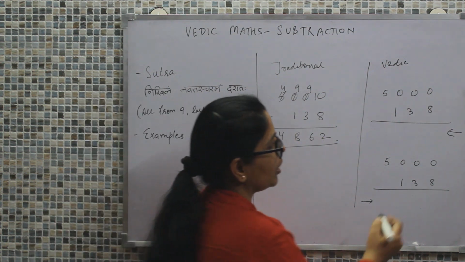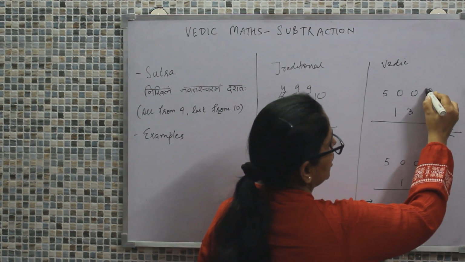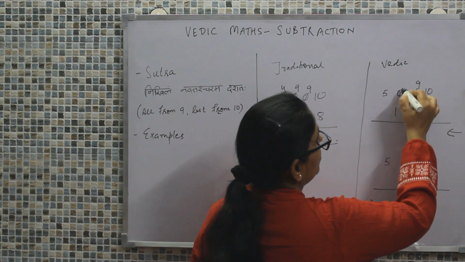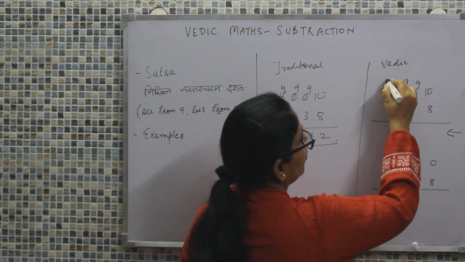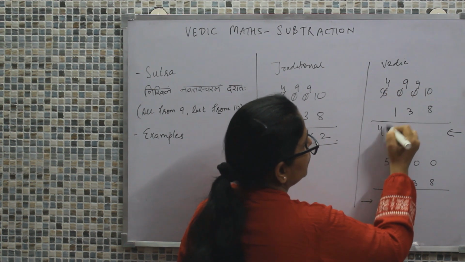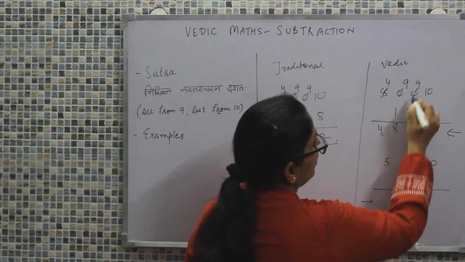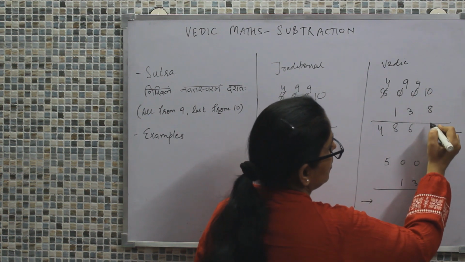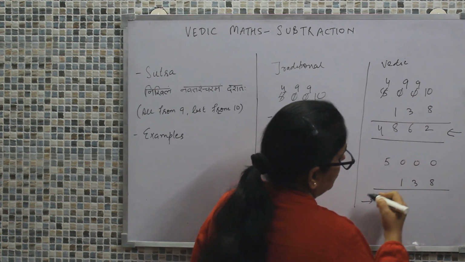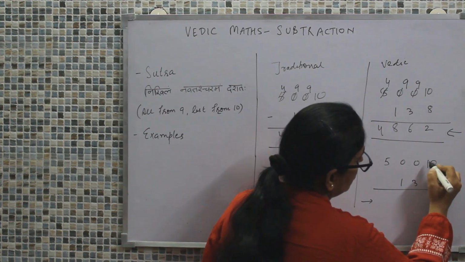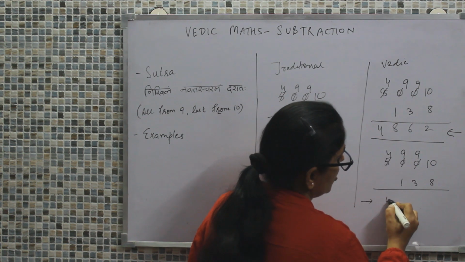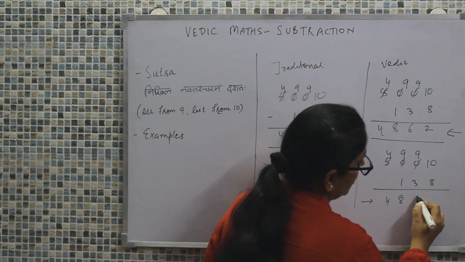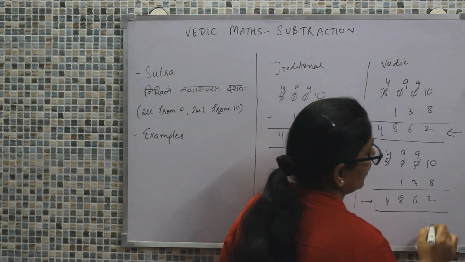Now using the Vedic maths approach from right to left, make it 10, make it 9, reduce 5 by 1. So this is going to become 4. So this is 4, 9 minus 1 is 8, 9 minus 3 is 6, 10 minus 8 is 2. Proceeding the other way, we have 10, 9 and 4. So we find this to be relatively easier.